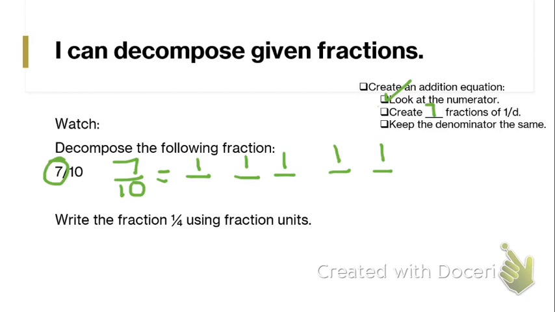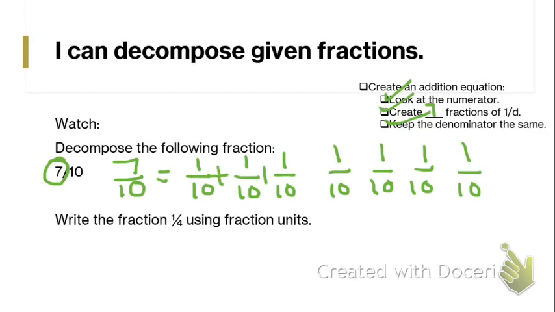1, 2, 3, 4, 5, 6, 7. Okay. Then I need to keep the denominator the same. 1, 2, 3, 4, 5, 6, 7. Okay, kept the denominator the same. Oh wait, but I'm not done. It does say an addition equation up top. So you need to add a plus sign. You'll notice that when you add all of these together, it does in fact equal 7/10. So I just decomposed this fraction, meaning I broke it down into smaller pieces, aka fraction units.